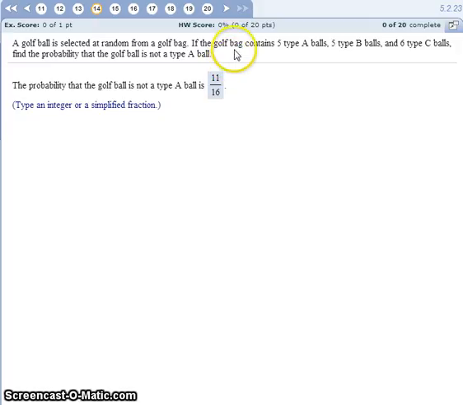Another way to solve this is to think if you're not getting an A, that means you're getting either a B or a C. So B or a C, there's 11 of those, so there's 11 out of the total 16. You're not getting an A, 11 out of 16.